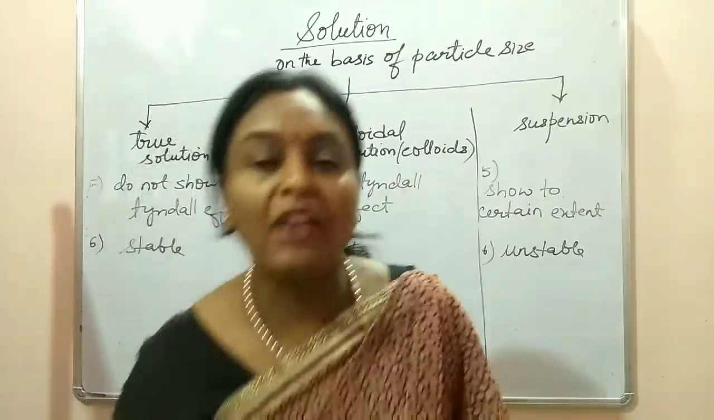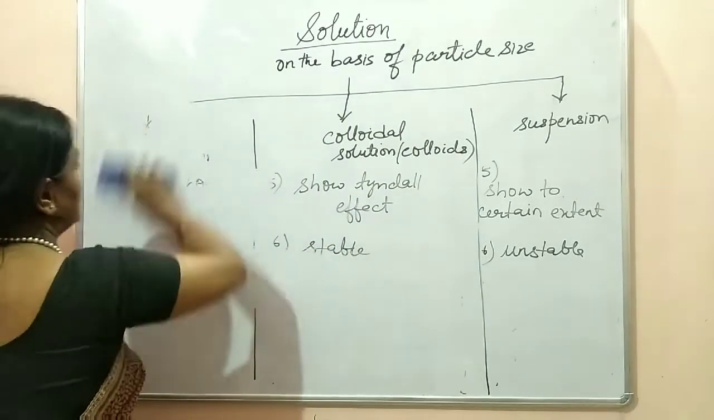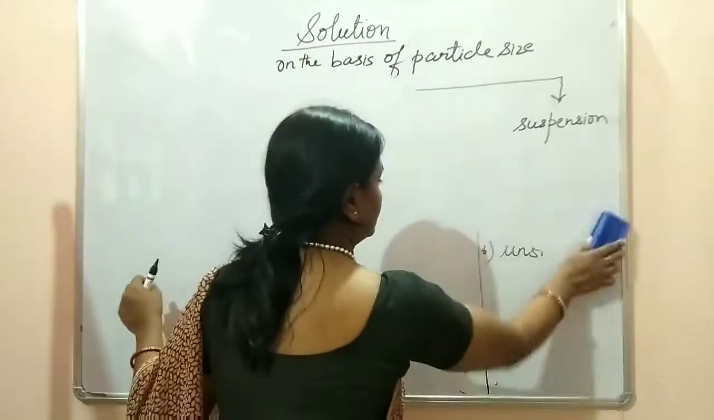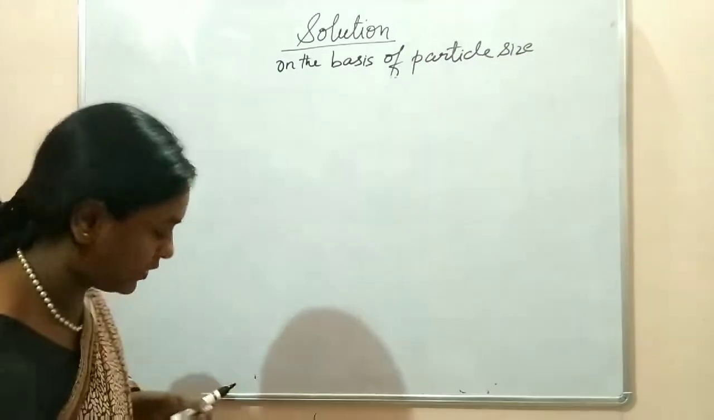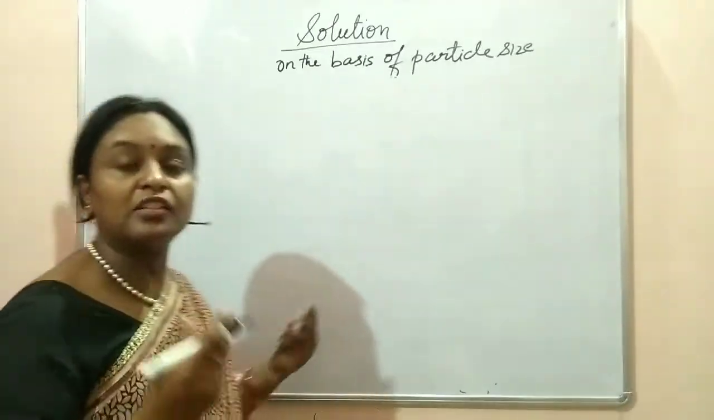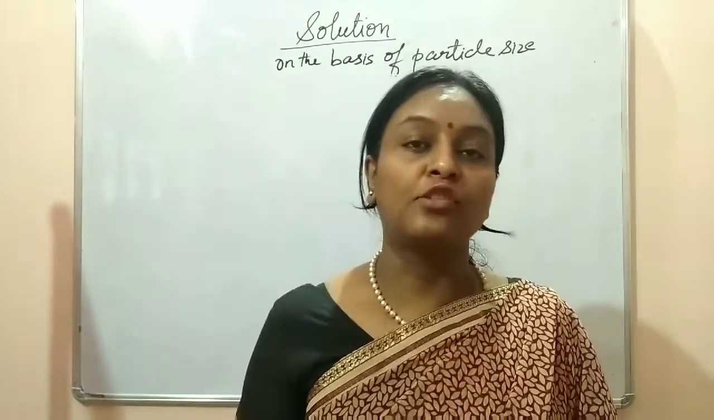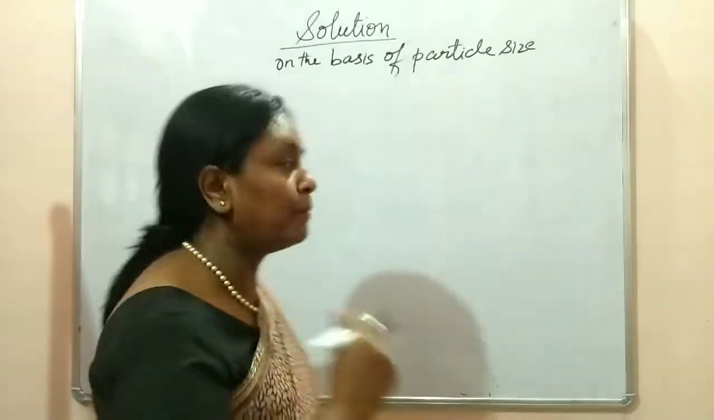These are the properties that you have to study for the differences between true solution, colloidal solution and suspension. Now I will talk about the components of a colloidal solution. What is a colloidal solution made up of? Like a solution, which I told you has two parts, solute and solvent, similarly a colloidal solution also has two parts.